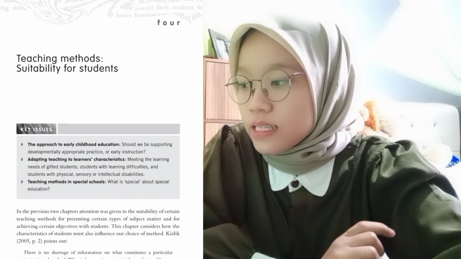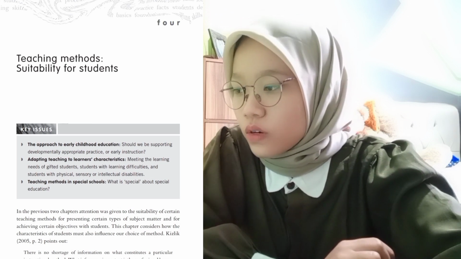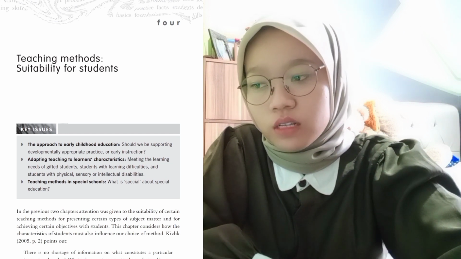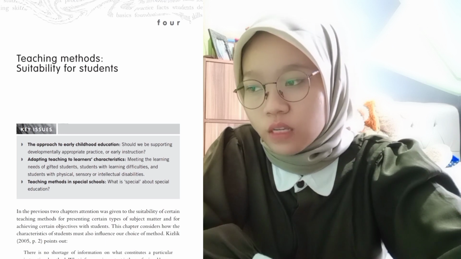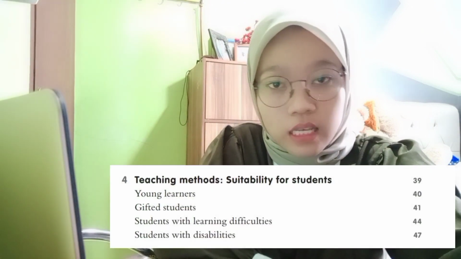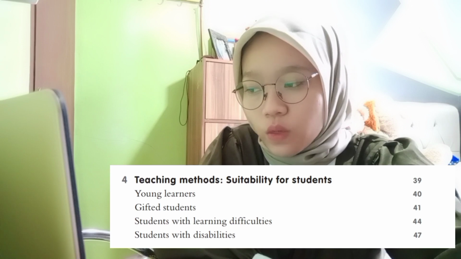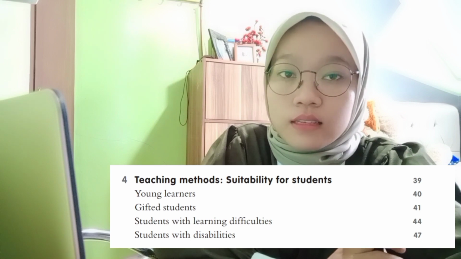Chapter 4 is teaching methods, suitability for students. This chapter discusses teaching approaches, how to adapt instruction to the characteristics of pupils while presenting specific subject matter and achieving goals with students. In this chapter 4, there are 4 subchapters: young learners, gifted students, students with learning difficulties, and the last subchapter is students with disabilities.